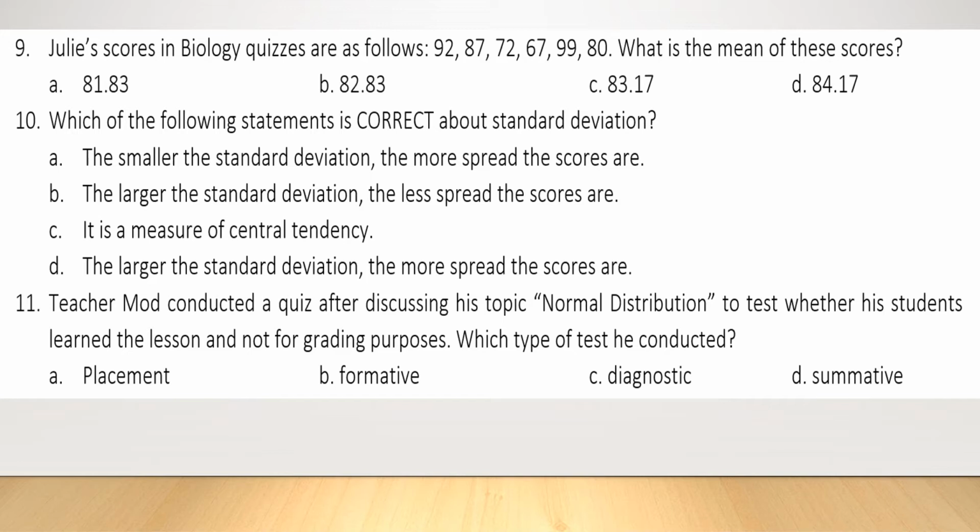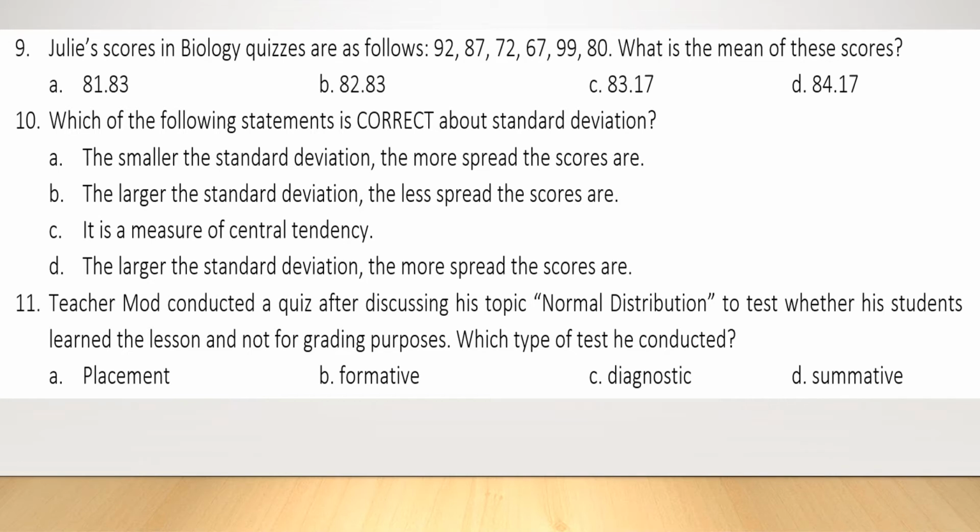Number 10. Which of the following statements is correct about standard deviation? Okay. A, the smaller the standard deviation, the more spread the scores are. B, the larger the standard deviation, the less spread the scores are. C, it is a measure of central tendency. D, the larger the standard deviation, the more spread the scores are.